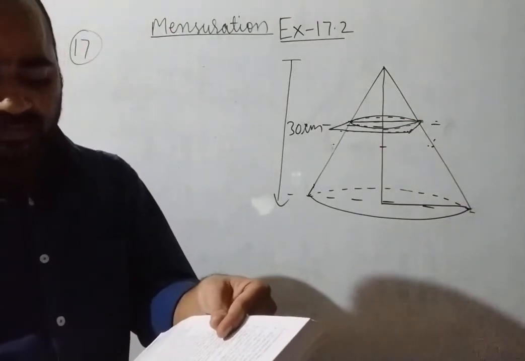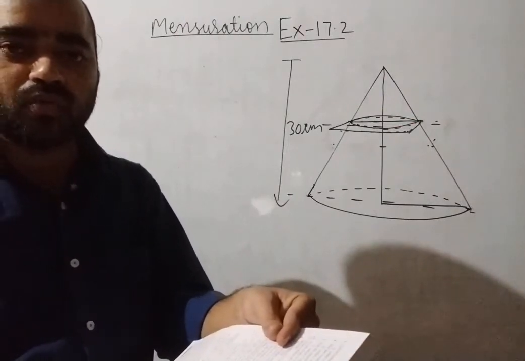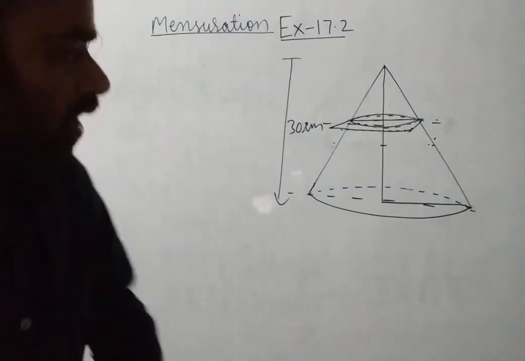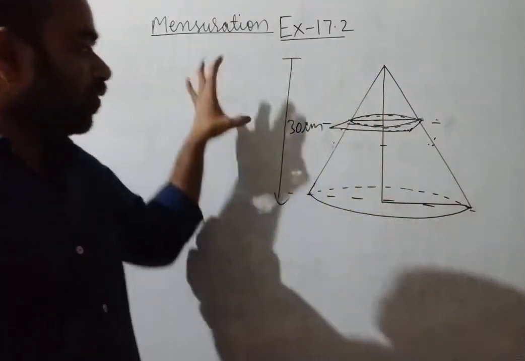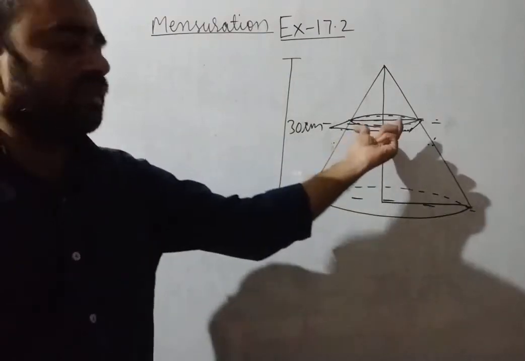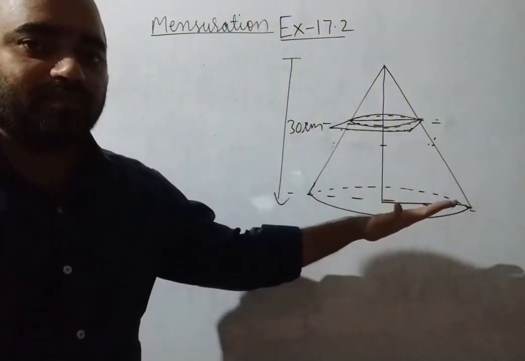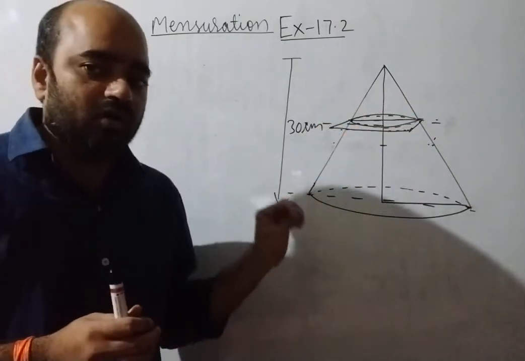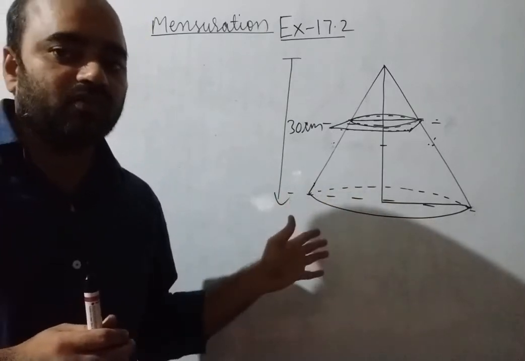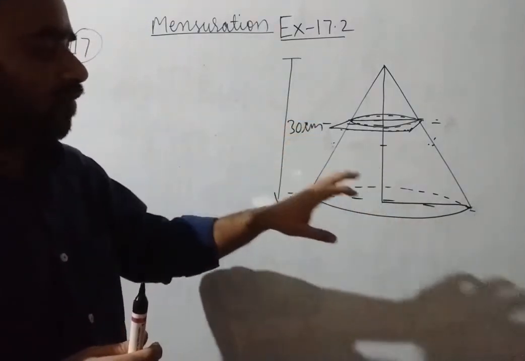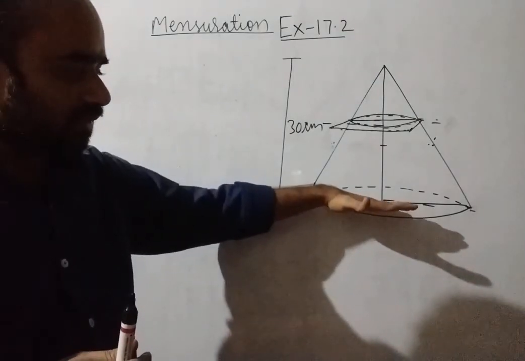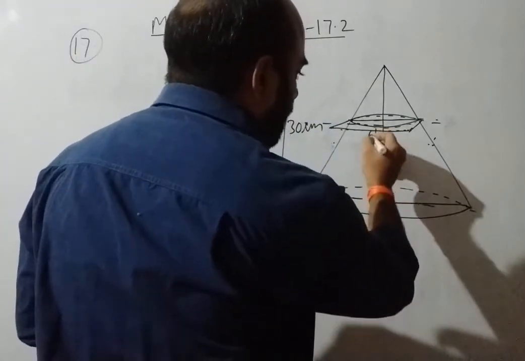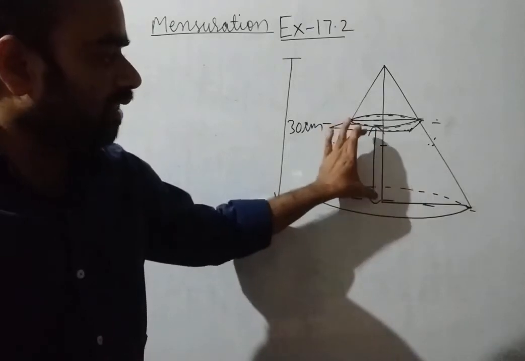If its volume is 1 upon 27 of the volume of the given cone, at what height above the base is the section cut? Already one bigger cone is there, total height 30 centimeter. Now one small cone is cut off at the top by a plane parallel to its base. It means horizontally we are cutting, so that we can get a right circular cone. Now we have to find at what height from the base this section is made, that is, we have to find this length.